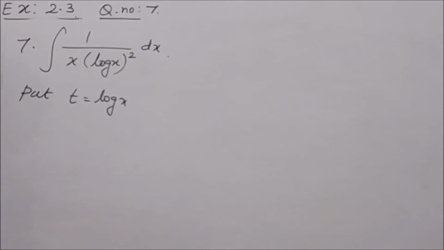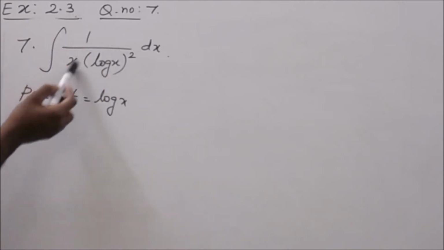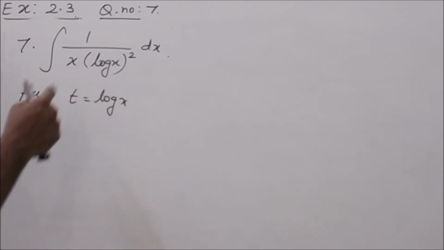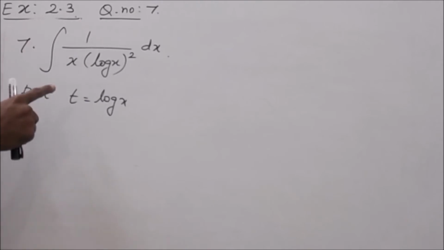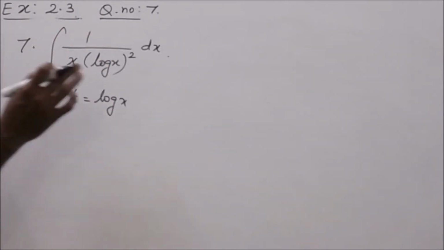I think you understood which function is to be taken as t. The function whose derivative appears in the same problem, you take that type of function as t. If I take t equal to log x, its derivative 1 by x appears here. So you are choosing such a function as t. So t equal to log x.